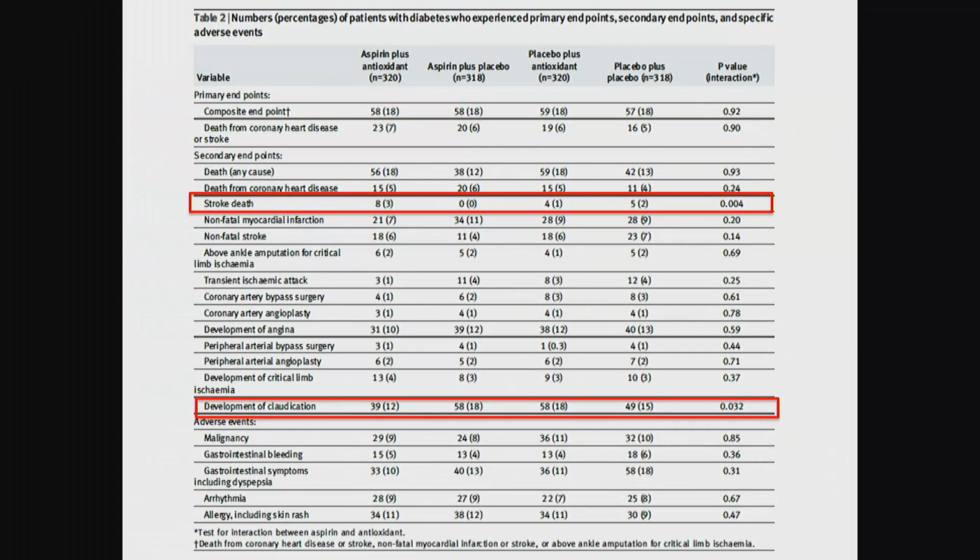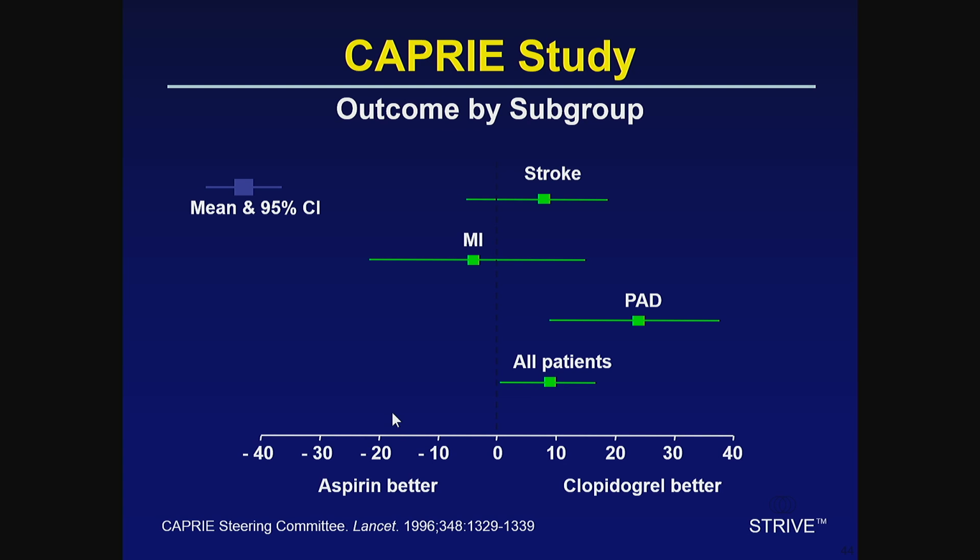Interestingly, in this group of patients, treatment with aspirin seemed to reduce the risk of stroke and reduce the progression of peripheral artery disease to the point of developing claudication.